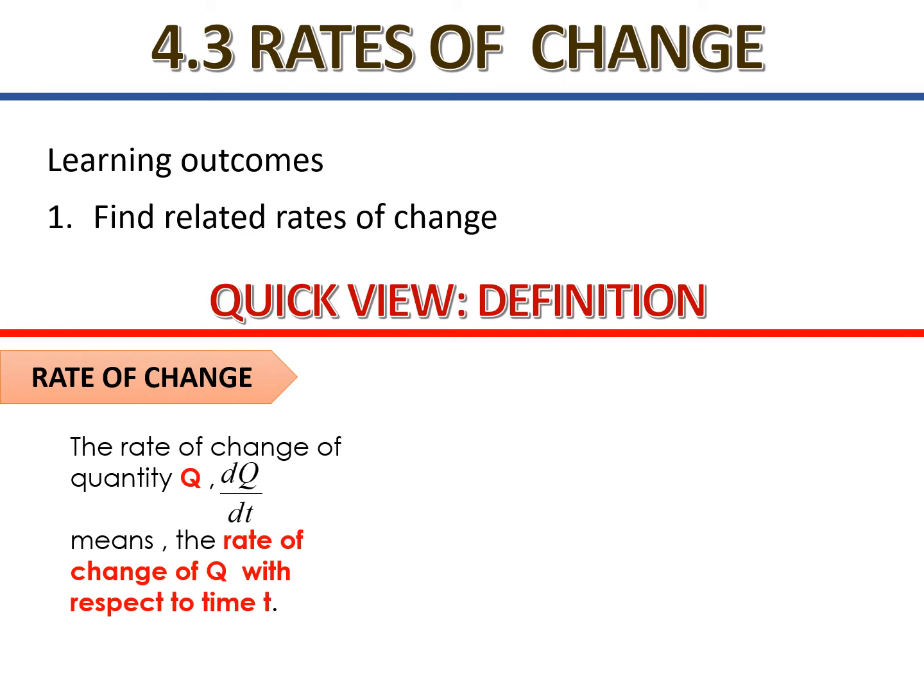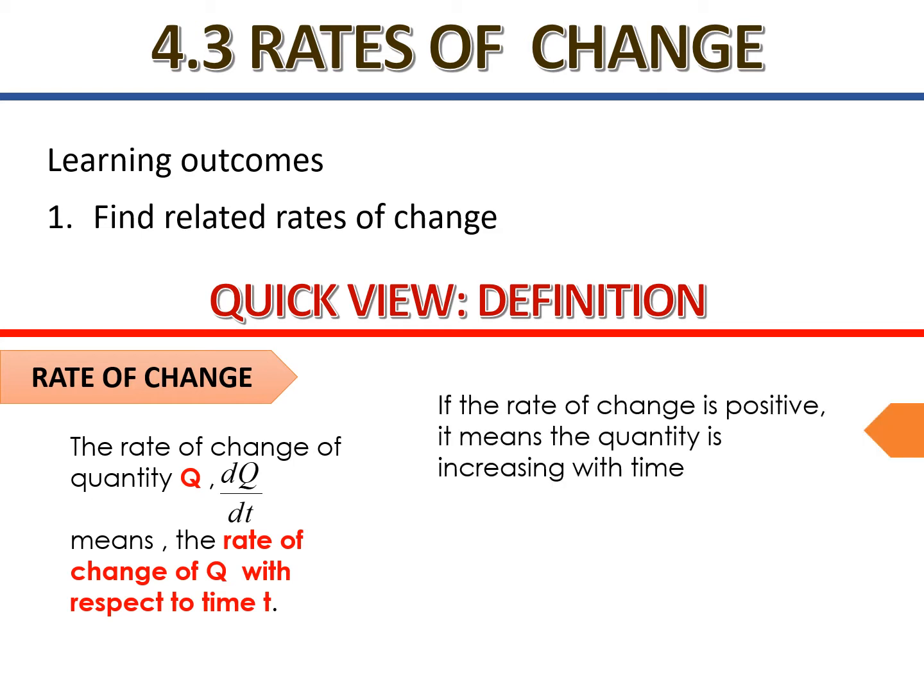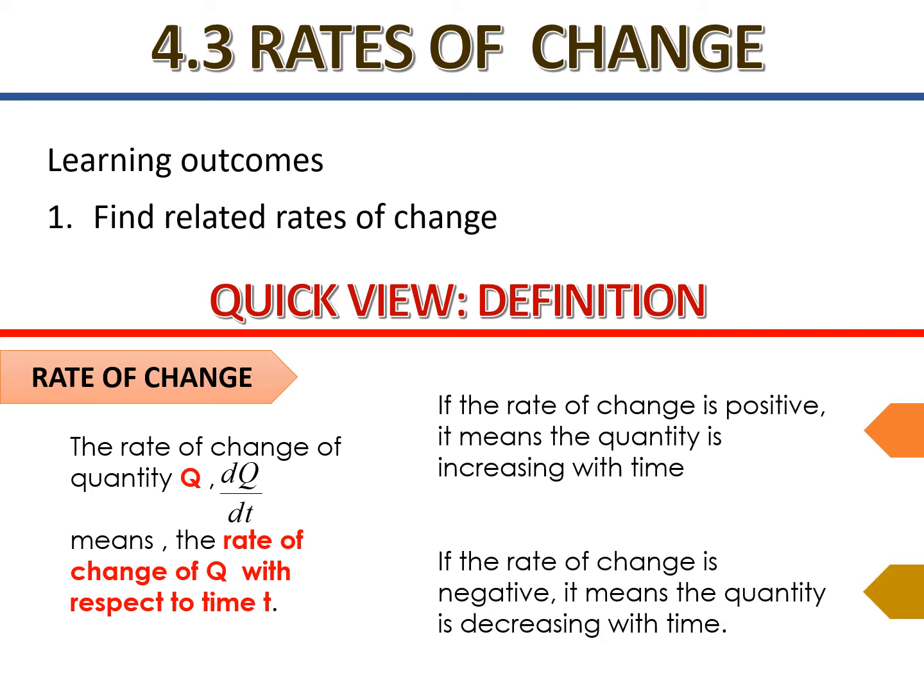The rate of change of quantity Q, dQ/dt, means the rate of change of Q with respect to time t. If the rate of change is positive, it means the quantity is increasing with time, and if the rate of change is negative, it means the quantity is decreasing with time.